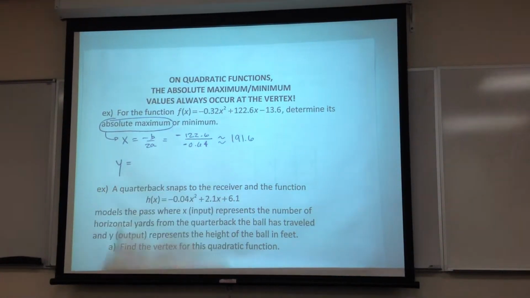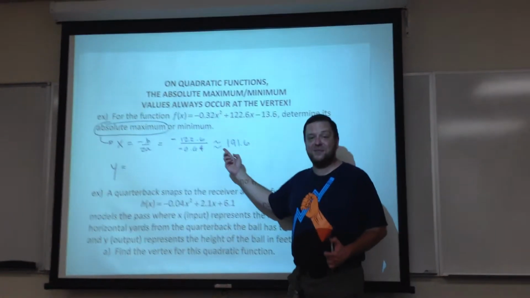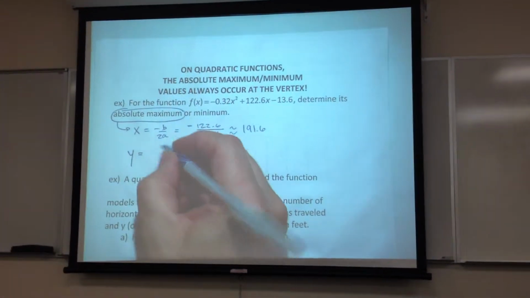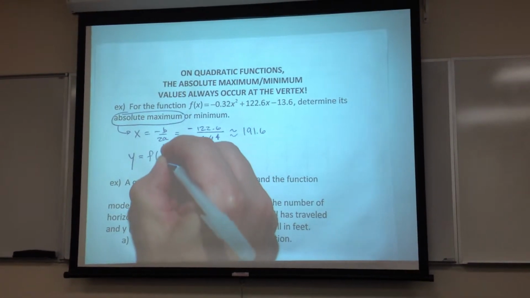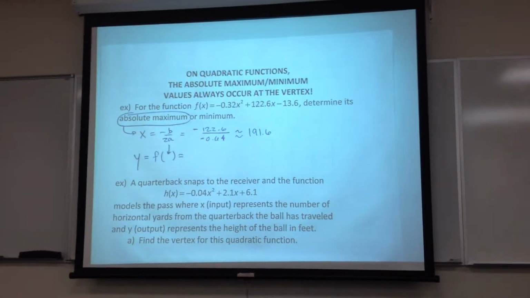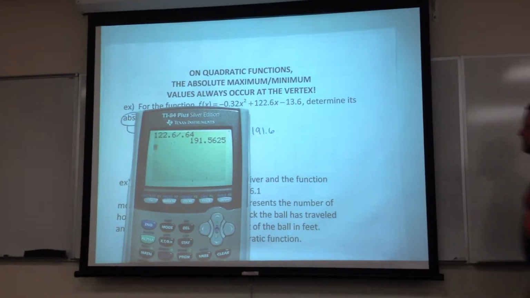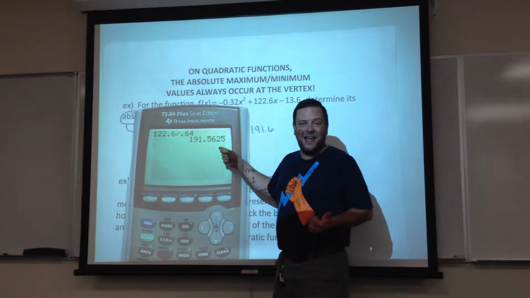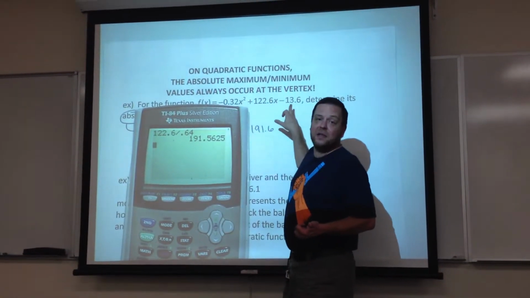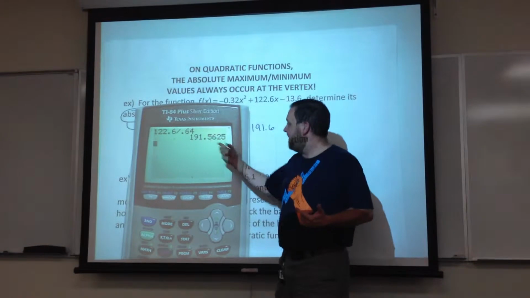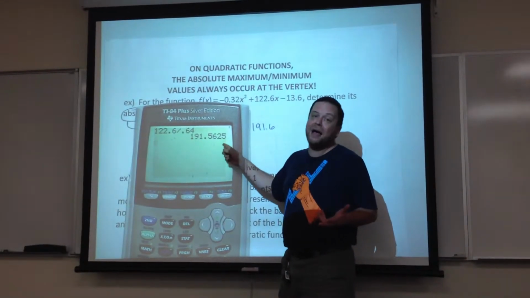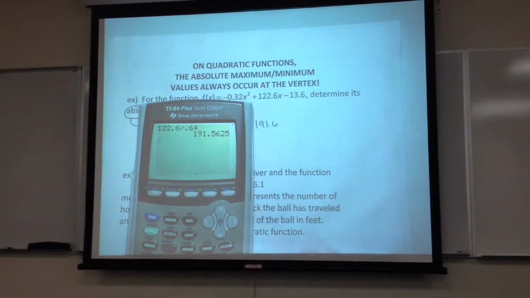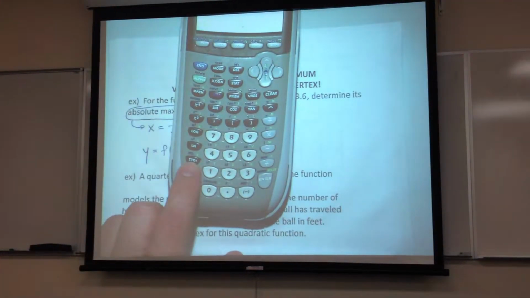My y-coordinate is found, remember, by taking this x value and plugging it back into the function. So you definitely want to use your calculator here. What I recommend doing is using the store feature on your calculator. Go ahead and store this as the variable x, and then just type in the calculation of the function. That way it's plugging in that 191.5625 value as x every time you need it. So hit the store button. Hit that.